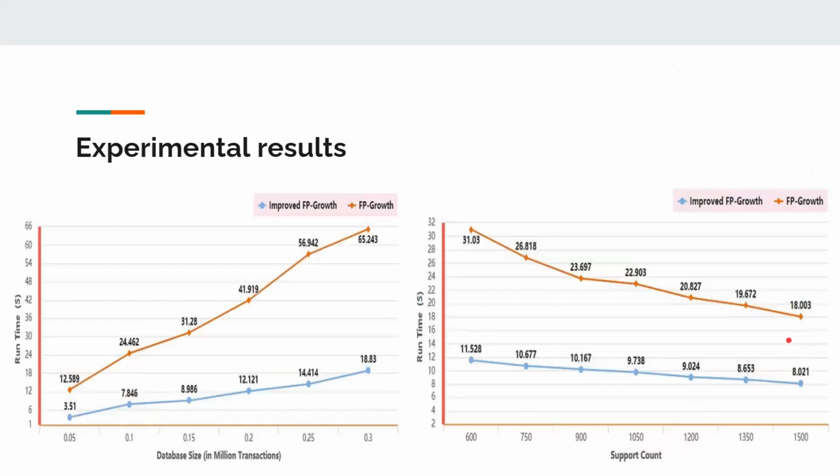Next is experimental results. We can see that when both algorithms, the improved FP growth algorithm with adjacency table and the normal FP growth algorithm, are run against two criteria, one is database size and the other is support count. In both these cases, the improved FP growth algorithm has less runtime compared to the normal FP growth algorithm. So we can say that the improved FP growth algorithm is more efficient than the FP growth algorithm in this case.